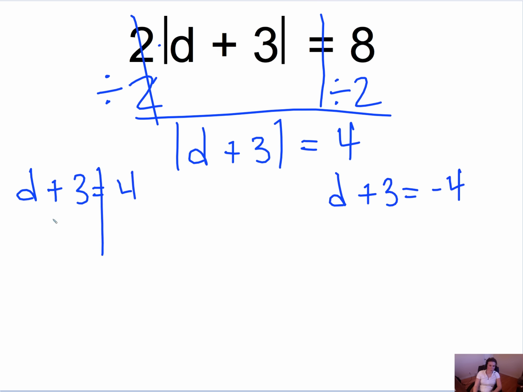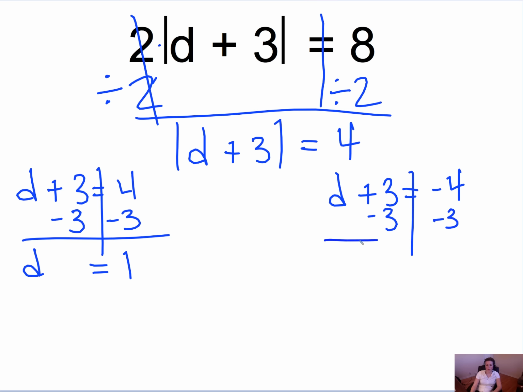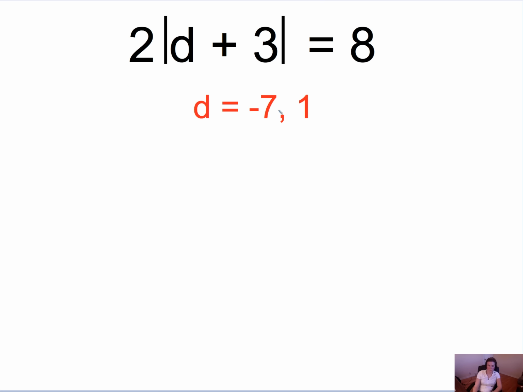So let's solve this. We separate our two sides, subtract 3. So d is 1, or subtract 3 here, d is negative 7. Both of these are solutions. And again, let's double check 1 and negative 7. So let's try the negative 7 first. We have 2 times the absolute value of negative 7 plus 3. And I want to see if that equals 8.